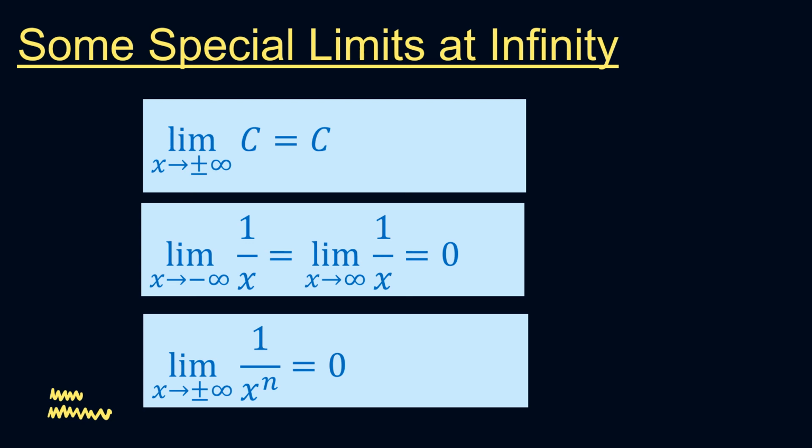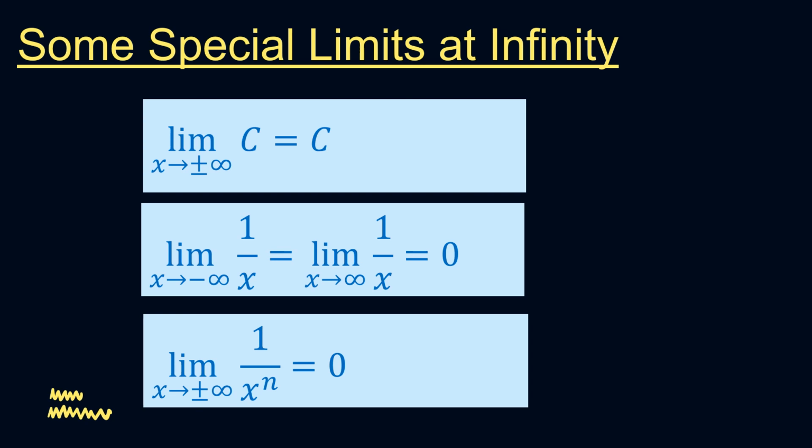And the third one, something similar happens when x gets close to positive or negative infinity of an expression like 1 over x to the n. So with this power, the expression at the bottom, x to the n, becomes even larger than the previous one. It's obvious that the limit when x gets close to positive or negative infinity of 1 over x to the n is 0.